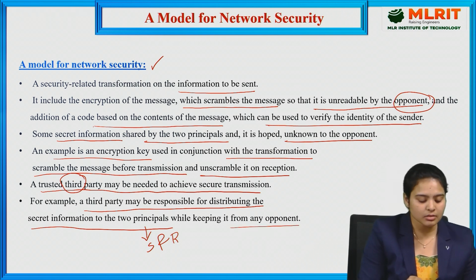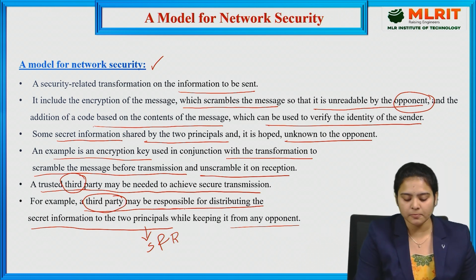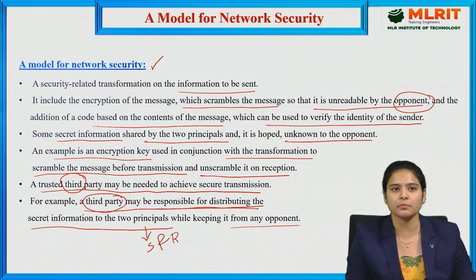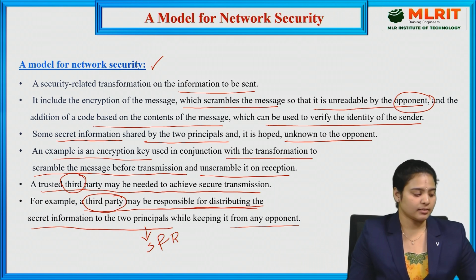So what is the third party doing here? The third party may be responsible for distributing the secret information to both of the two principals, that is, the sender and the receiver. Whatever information the sender and receiver want to keep secure, they take it from the third party.